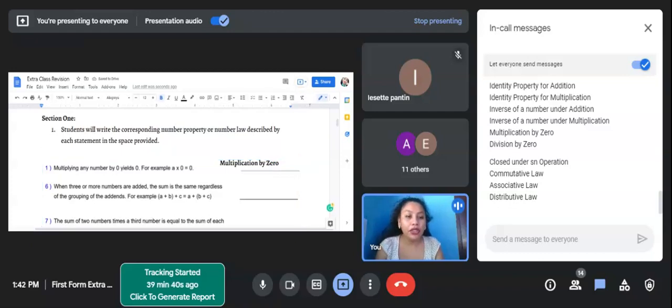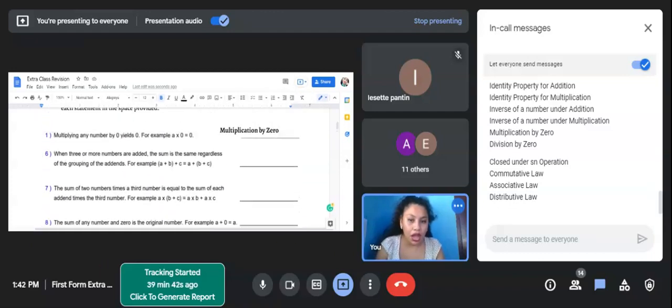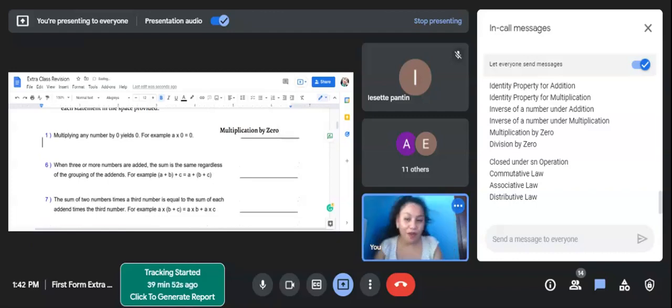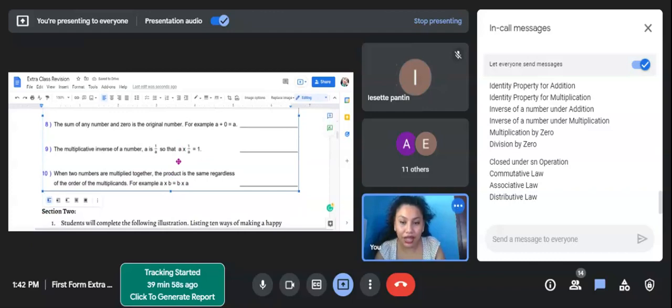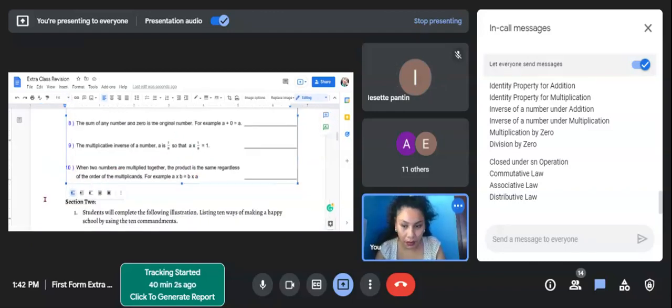Okay, next one. When 3 or more numbers are added, the sum is the same regardless of the grouping of the addends. And grouping is the key word here. What is the answer for that? Associative law. Sorry, my bad. Yes, it's associative law. Let me fix this real quick.